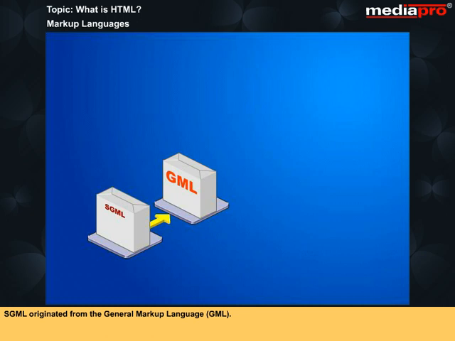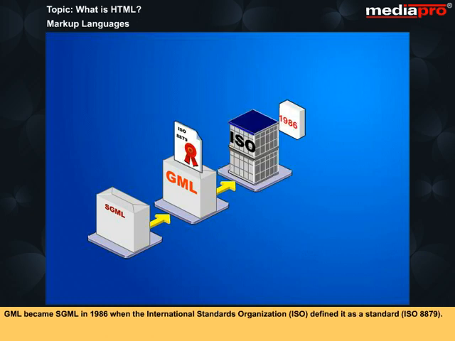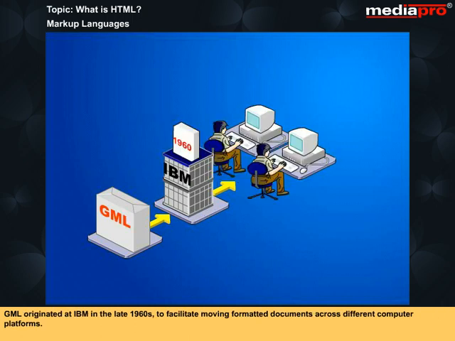SGML originated from the General Markup Language, GML. GML became SGML in 1986 when the International Standards Organization, ISO, defined it as a standard, ISO 8879. GML originated at IBM in the late 1960s to facilitate moving formatted documents across different computer platforms.